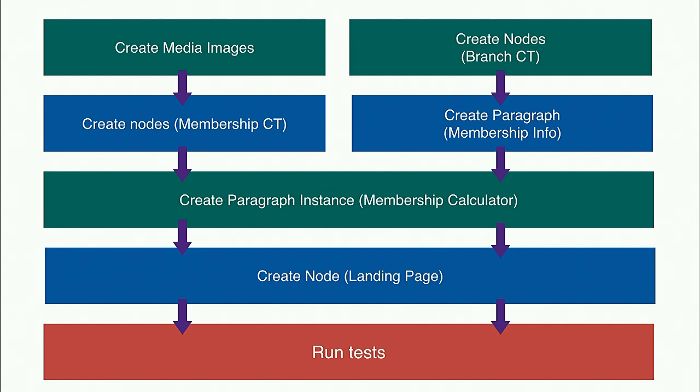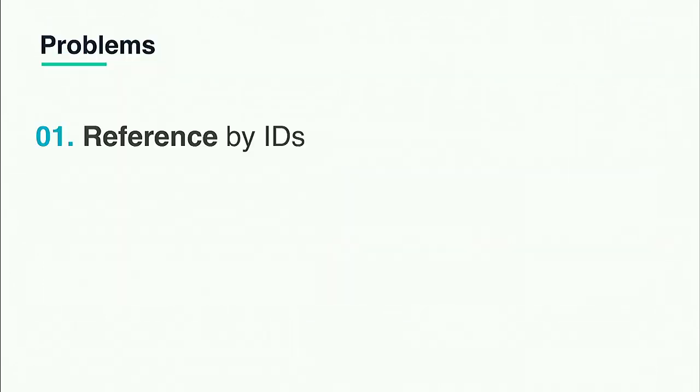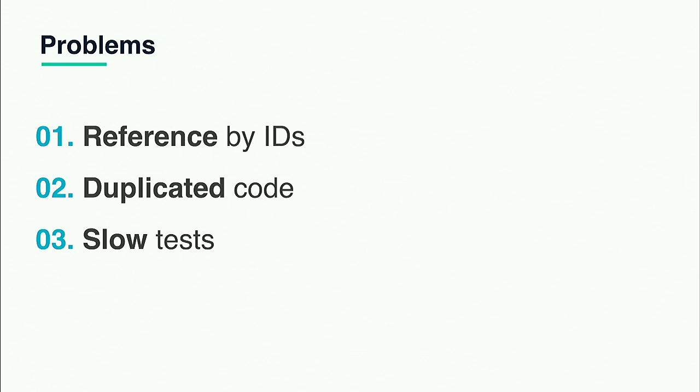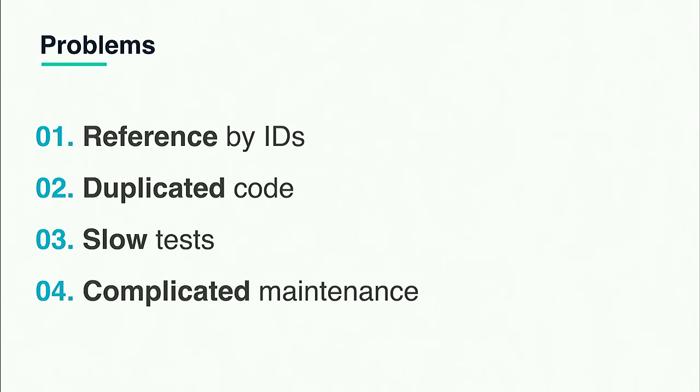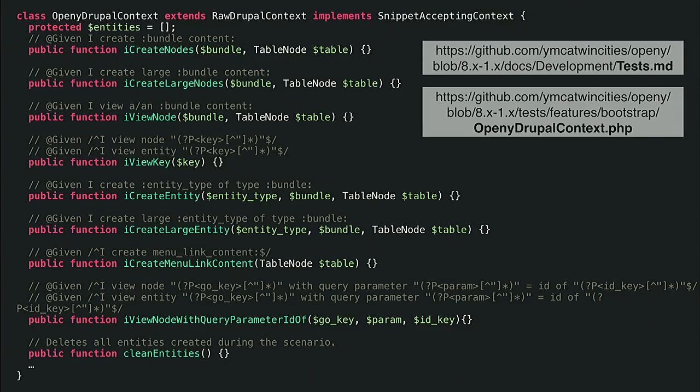Just imagine how much time Behat will take to go through all these forms and fill them out, or how much code you would have to write in order to use the Drupal extension to generate this content using just the built-in Behat stuff. So there were problems: references by IDs, so there is no way to easily handle that, duplicated code, slow tests, and complicated maintenance, because we would just copy and paste our tests in order to generate just the basic content. So we decided to write a custom Behat context for that.